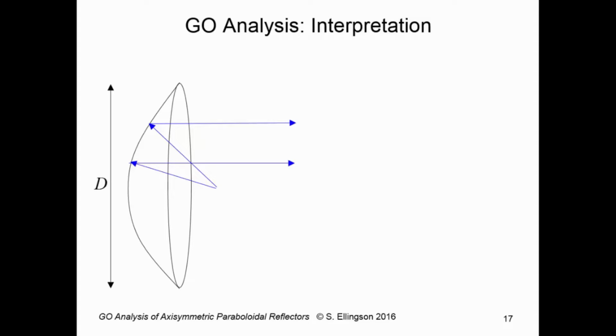Now, let's interpret all this. So here's a picture of the dish. The dish has diameter d. It's axisymmetric. I've shown some rays here emanating from the origin, which is the same as the focal point.